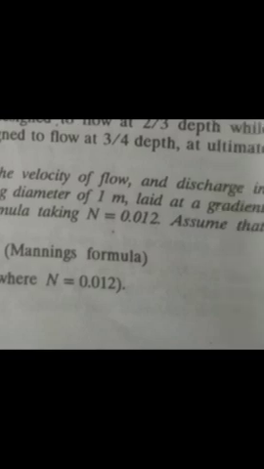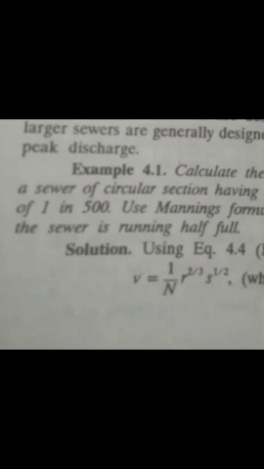And Manning's constant n as 0.012. The diameter of the pipe is 1 meter, and they have said that the section is assumed. See the last line: assume that the sewer is running half full. So that means small d is equal to 0.5 times capital D. That one I will solve and I will tell you.